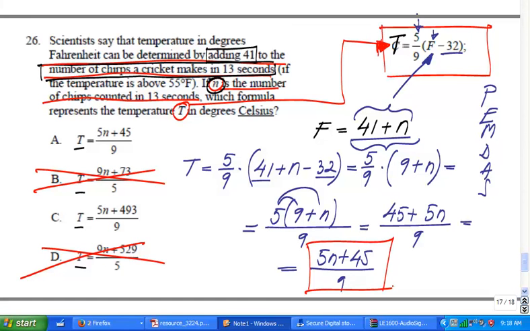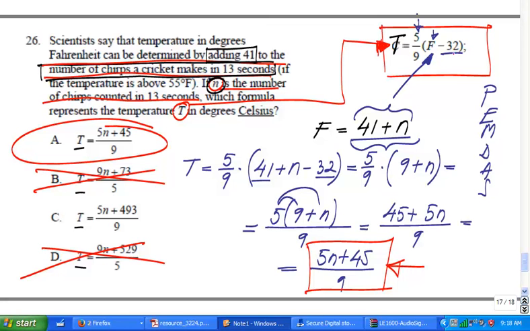And what do you guys notice? Your answer will be A, because that A gives you the same expression for your temperature. And this is it. That's how you solve this problem, or a similar one.